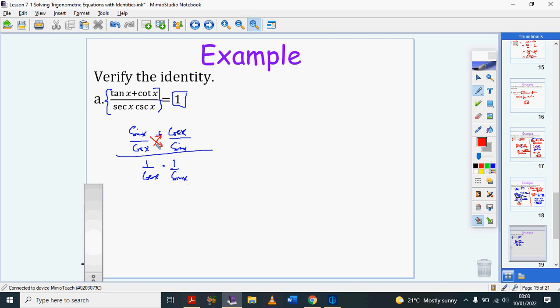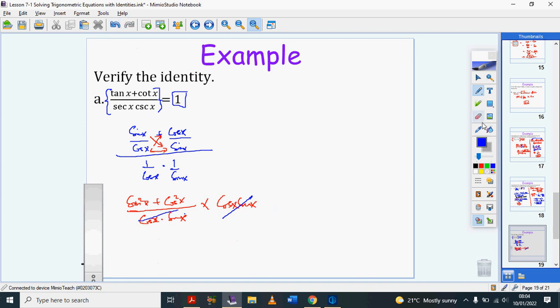Simplifying these big fractions, I'll start like this. Oldest trick in the book. Sine times sine is sine squared x. Cosine times cosine is cosine squared x, divided by cosine times sine is cosine x sine x. And then I'm dividing that whole thing by 1 over sine x cosine x. I hope you can agree that since I'm dividing by 1 over cosine x sine x, that's going to become the same thing as multiplying by cosine x sine x, because I want to cancel out this and this, right? That whole thing crosses out. This thing crosses out with this thing.